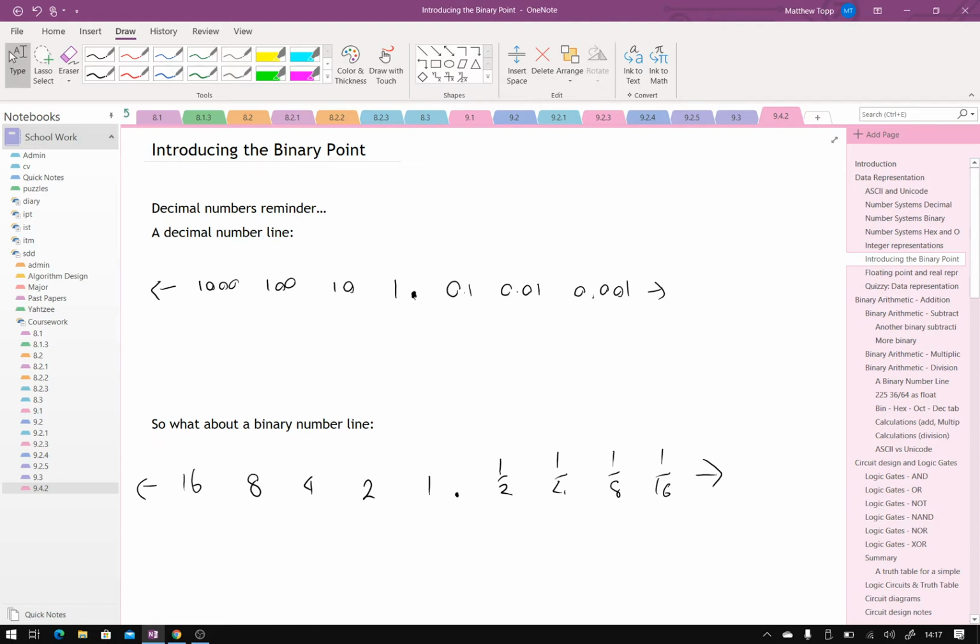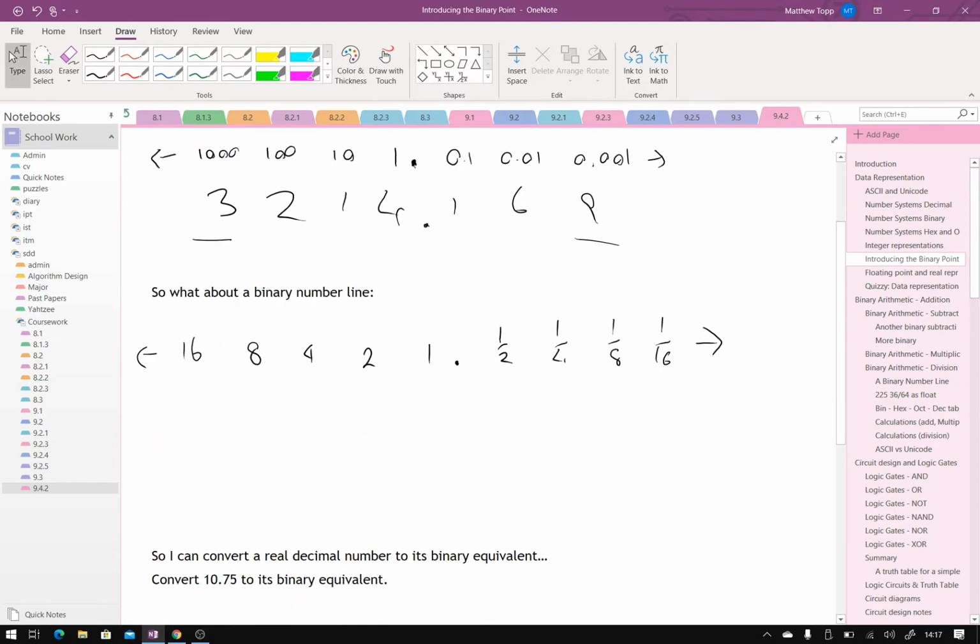Just a reminder of your number line. If we have 3,214.169, for example, we actually understand what this number is. We have our thousandths column and our thousands column. That's the way it works on a decimal number line. Well, the way it works on the binary number line is the same. We have ones and zeros.